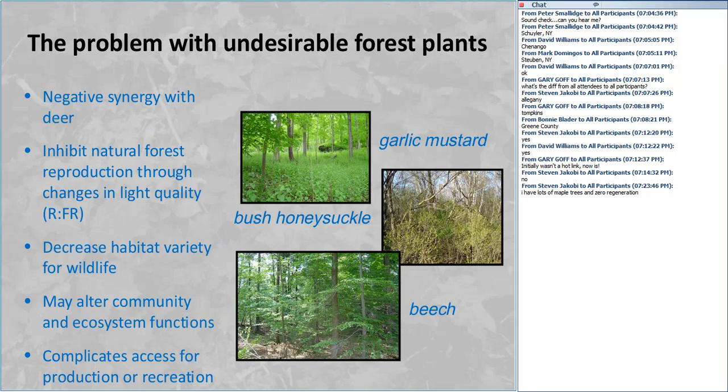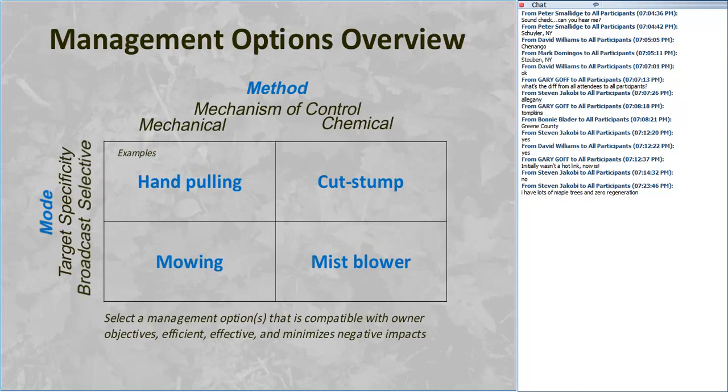Okay, so I've talked about some of these. I won't go into that in any more detail. We've talked about mechanical and chemical as two different methods of control. That refers to the mechanism, the way that the interfering plant is actually managed. And then the mode is broken down as either broadcast or selective. A selective mode means that you're able to individually pull out or pinpoint a plant that's going to be treated. So you have mechanical selective and you have chemical selective. Broadcast treatments mean that a treatment is applied to an area, and every stem within the swath of that treatment is going to be impacted. So a mechanical broadcast treatment is mowing. An example of a chemical broadcast treatment would be a mist blower.